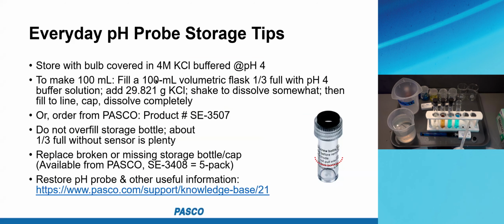So here are some tips that I've kind of already gone over. Here's how high you should fill that storage bottle. Here's the recipe for your pH 4 buffer, 4 molar potassium chloride solution. For every 100 milliliters of pH 4 buffer solution, add 29.82 grams of KCl. You can buy it from PASCO. Here's the product number.